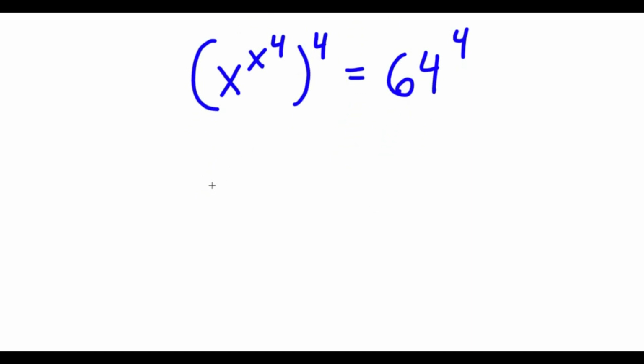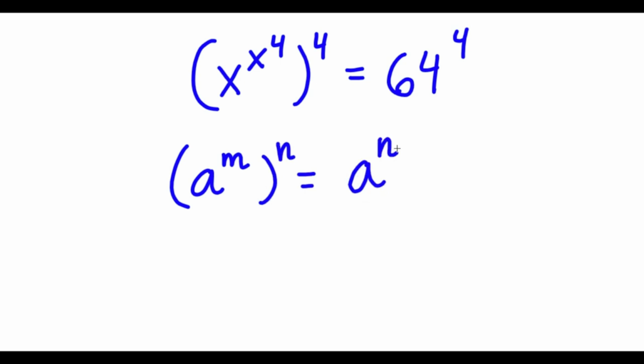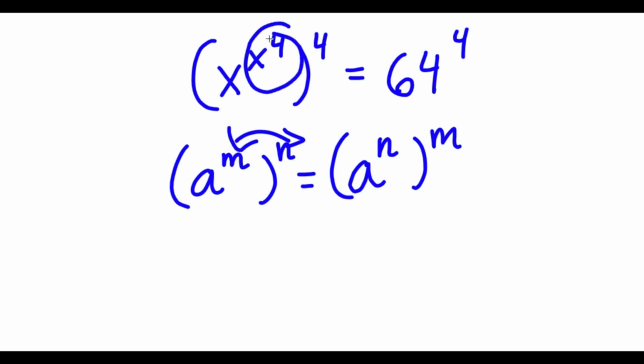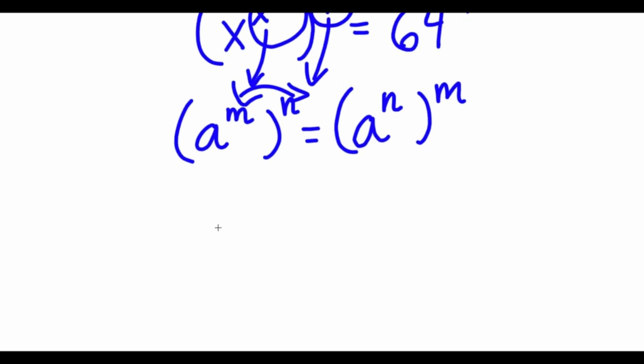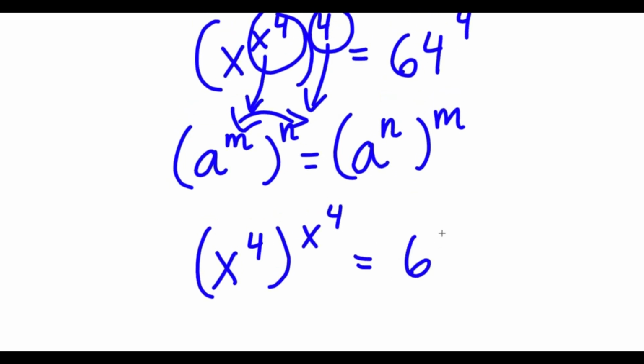Now, if I have something in the form a to the power of m to the power of n, this is the same thing as a to the power of n to the power of m. So I can switch the places of m and n here. So in this case, we can think of x to the power of 4 here as m and 4 as n. So if I switch the places of these two, I get x to the power of 4 to the power of x to the power of 4 is equal to 64 to the power of 4.